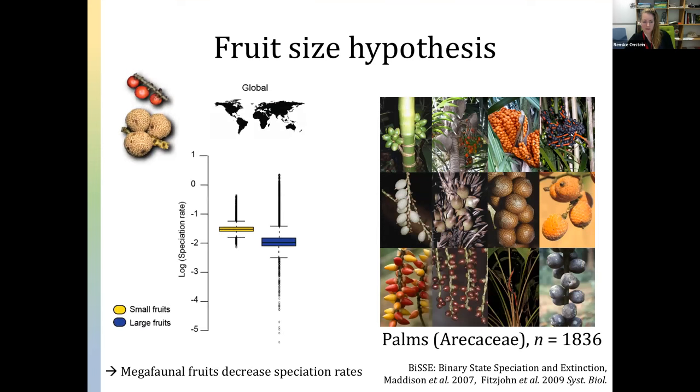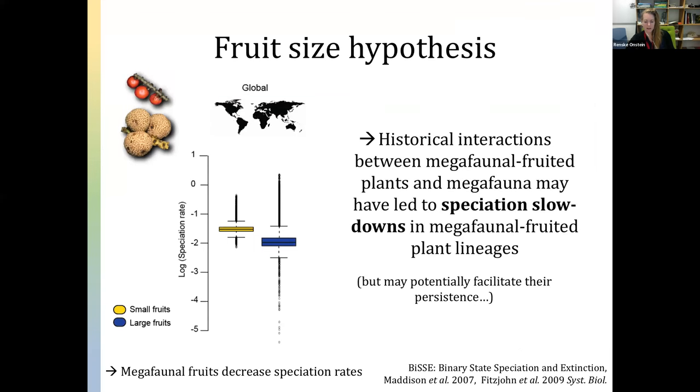So here are the results. On the y-axis, we have the speciation rate for the palms. In yellow, we have it for the small fruited lineages, and in blue for the large or megafauna fruited lineages. And as you can see, although there is a lot of variation in speciation rates across lineages, generally these large fruited lineages have lower speciation rates than the small fruited lineages. So this supports indeed the idea that because of these historical interactions with megafauna, these large fruited lineages may have had frequent gene flow between populations and a lower chance to speciate, right?